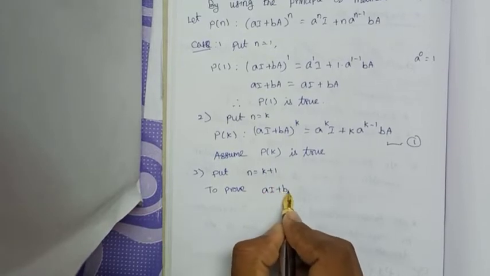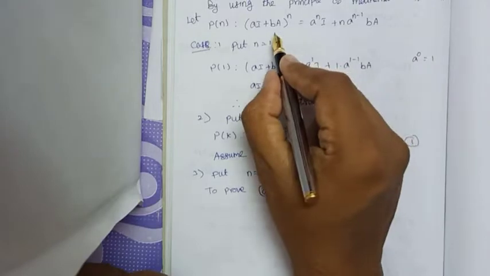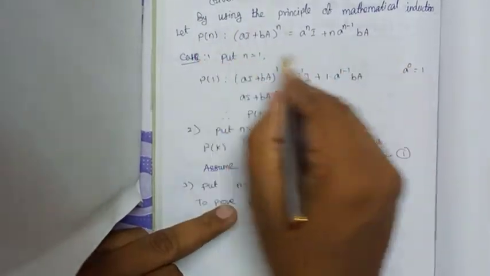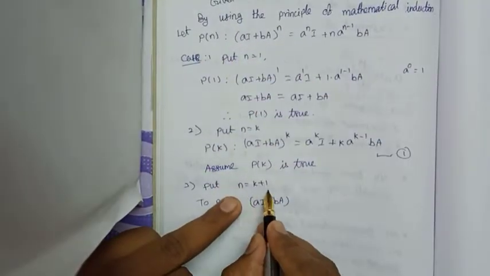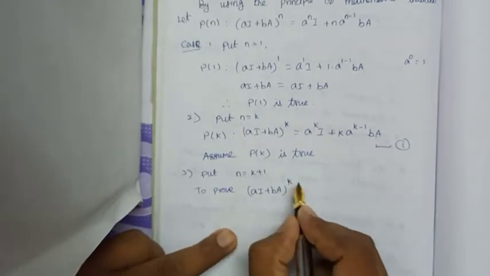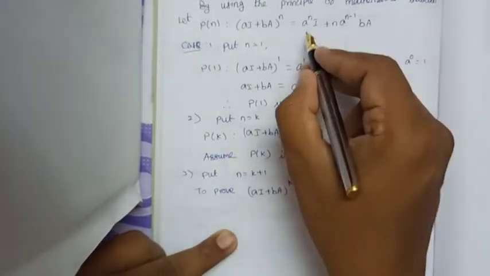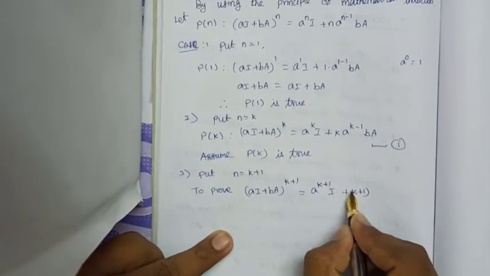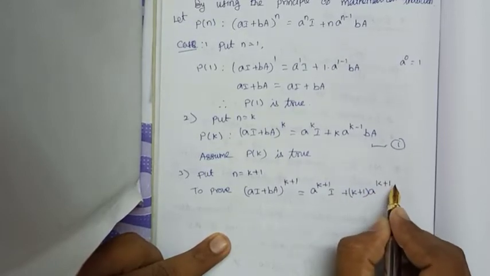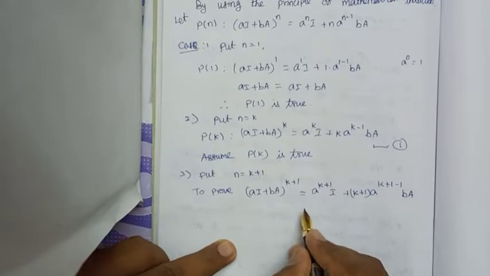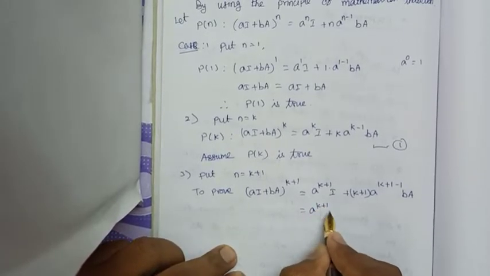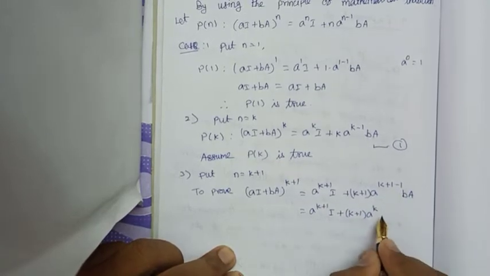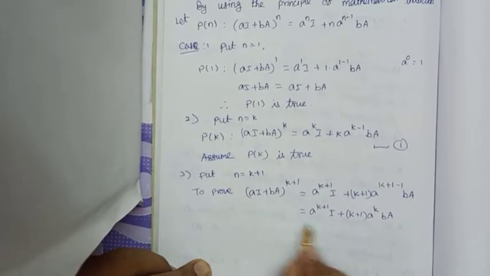(aI + bA) whole power. This is the general case, P(n). Now in all cases we substitute the value in this given equation. So now we substitute n equal to k plus 1. (aI + bA)^(k+1) is equal to a^(k+1) into I plus (k+1) into a^((k+1)-1) into bA. So we prove that the result is a^(k+1) into I plus (k+1) into a^k, since the 1 minus 1 cancels, into bA. This is what we have to prove.